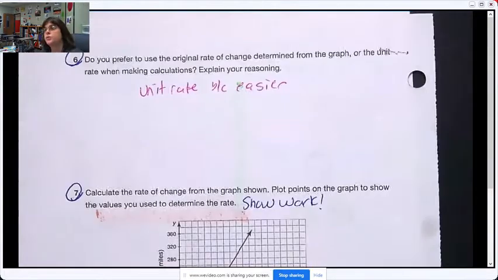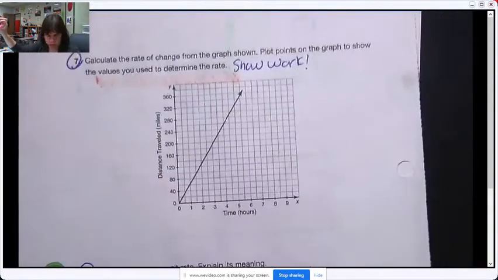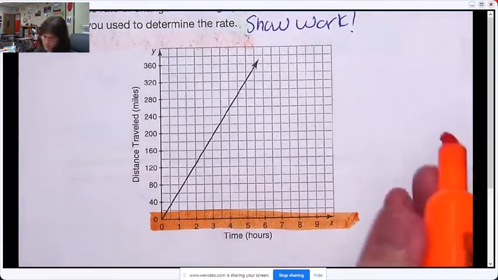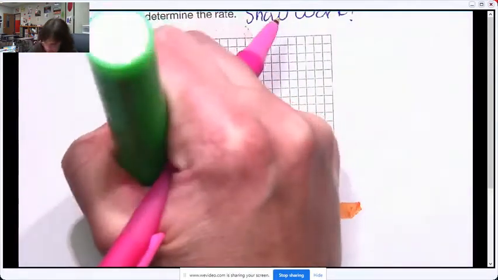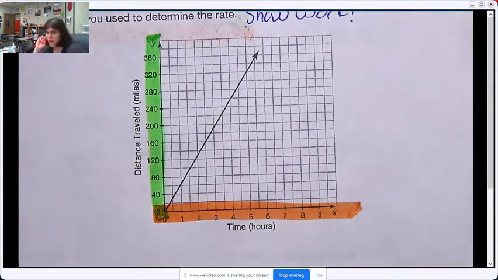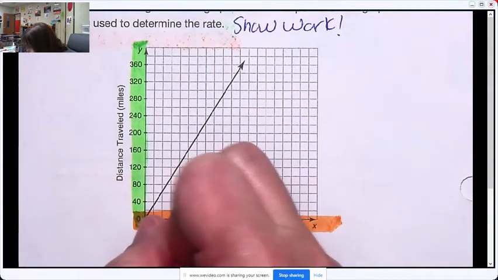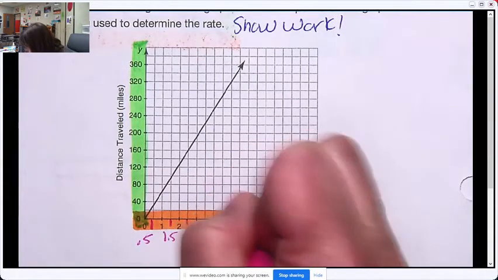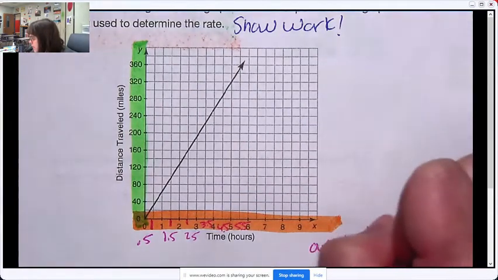Now let's take a look at the next one. Calculate the rate of change from the graph shown. Plot points on the graph to show the values you need for the rate. So before I even make my triangle, I need to study. So what is x going over by? What is y going up by? What's x going over by? What's y going over by? So if I look, I can see that there's some spaces here. So it's going over by half. So 1.5, 2.5, 3.5, 4.5, 5.5. So you're going over by half or 0.5.